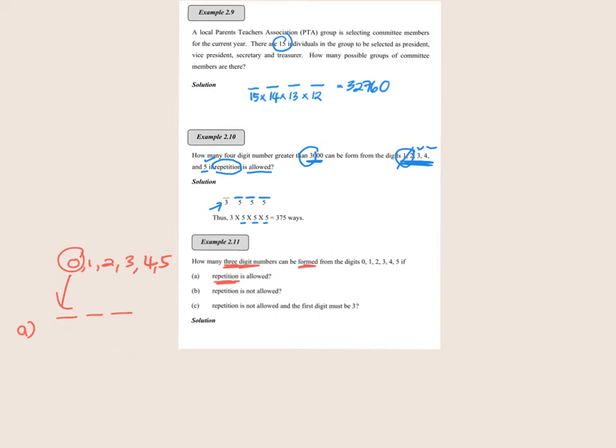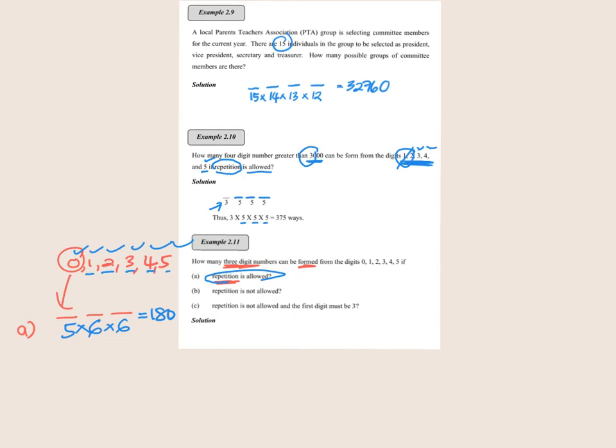So how many options do you have? We only have 1, 2, 3, 4, 5. 5 different digits can be used for the first slot. For the next slot, there's no rule stated in the question. Since there is no rule and you can repeat the number, we can use all of 0, 1, 2, 3, 4, 5. So 6 numbers can be used here, 6 numbers can be used here. So the answer is 180 different numbers can be formed for question A.